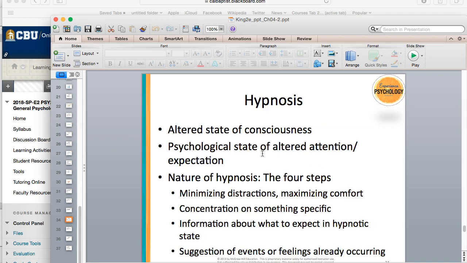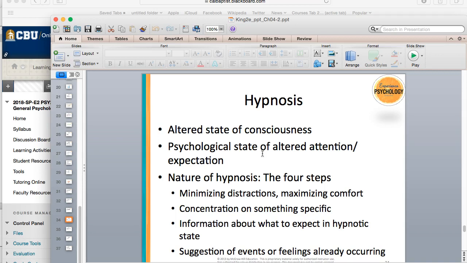Hypnosis. Hypnosis is an interesting study, and they used to do this back in the day. I say back in the day, like not like in the 70s. I'm talking about way back in the day. It's an altered state of consciousness. They used to use this in psychology or therapy. It's a psychological state of altered attention and expectation. They used to try to hypnotize people into doing the things that they are suggesting or they want to do, specifically for smoking. They used to hypnotize people to try to get them to stop smoking, which is very interesting.